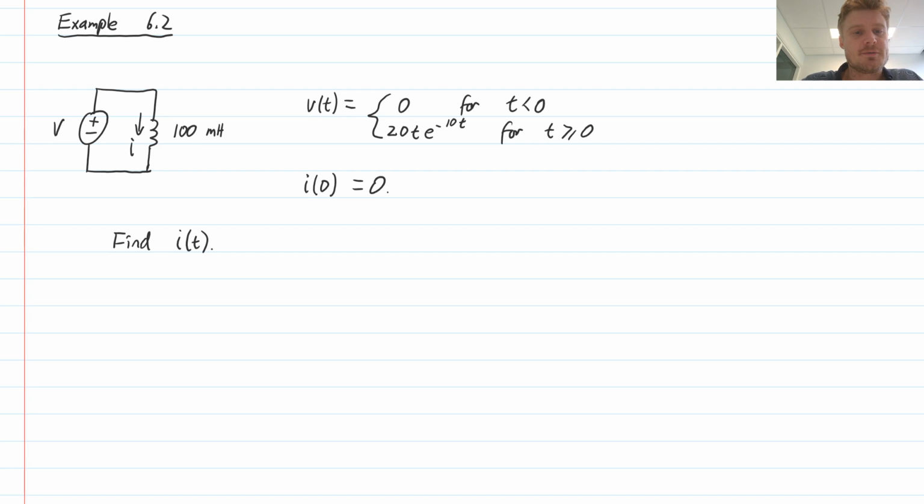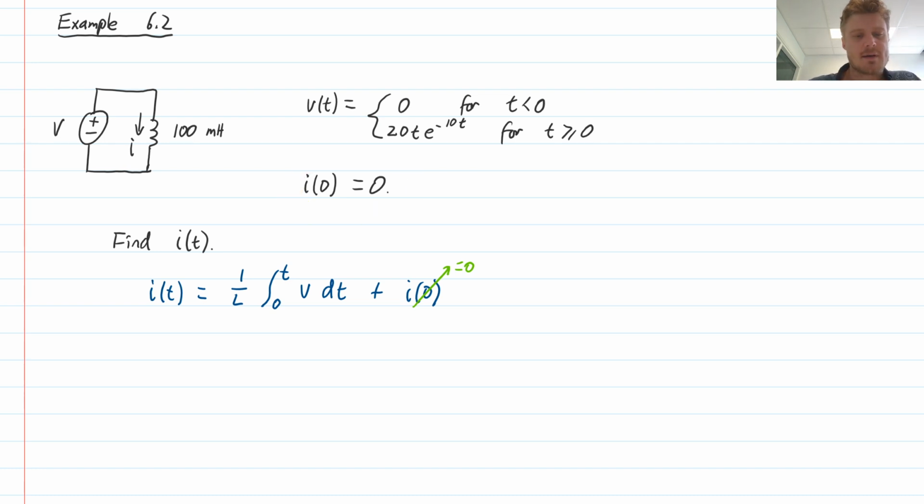This one is example 6.2 from the book, and we have a 100 millihenry inductor, and there is a time-varying voltage. We are asked to calculate the current that is flowing in this inductor, given that we have an initial condition of 0. The approach is we use the equation that we just derived above: 1 over L times the integral of our voltage with respect to time plus our initial condition of current. Our initial condition is equal to 0, so we can immediately cancel off that term.